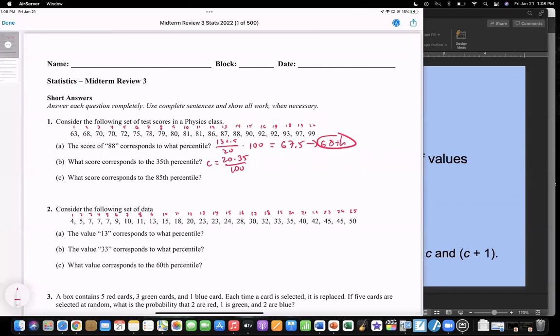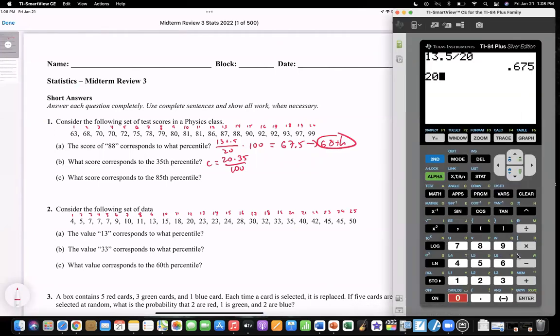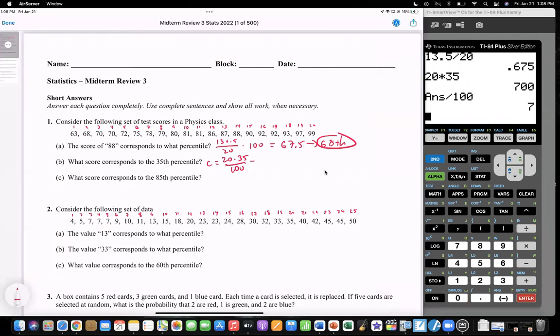Okay, so I want to do that. So let me type that in. We want to do 20 times the 35 and then divide that by 100. You can do it in your head. Okay, so this will give us 7.